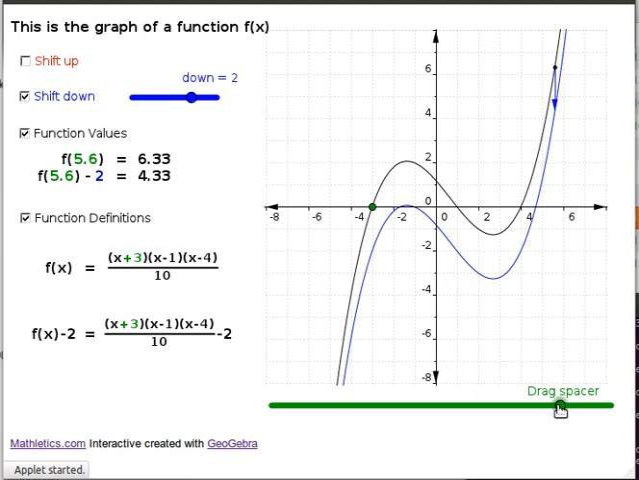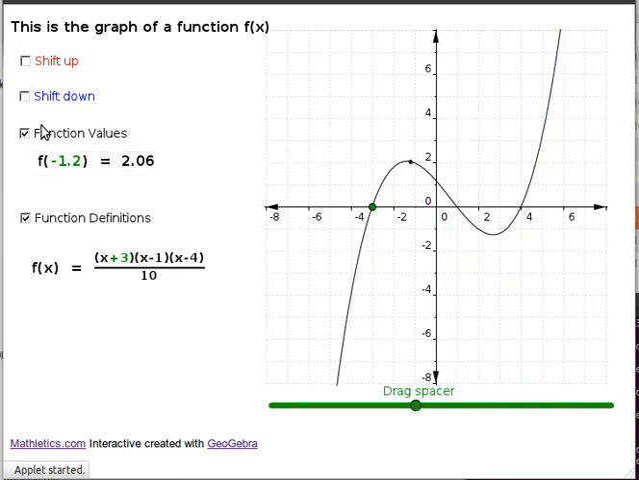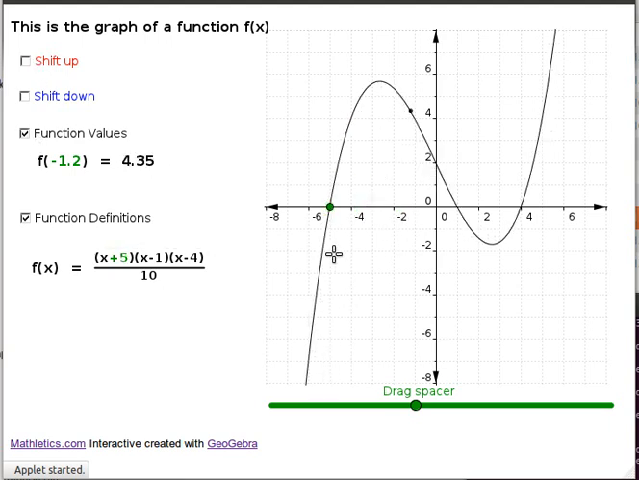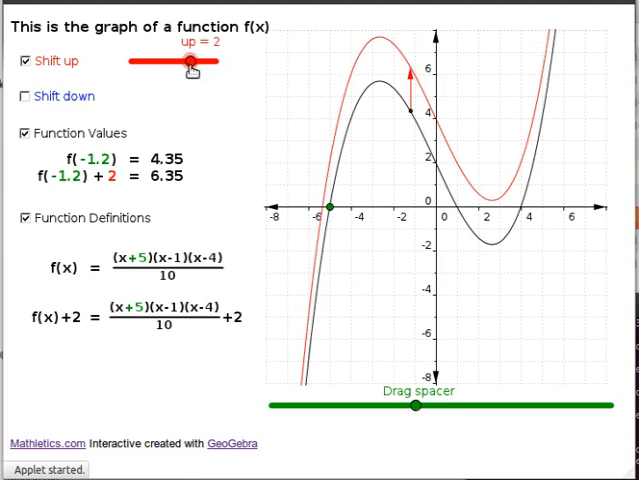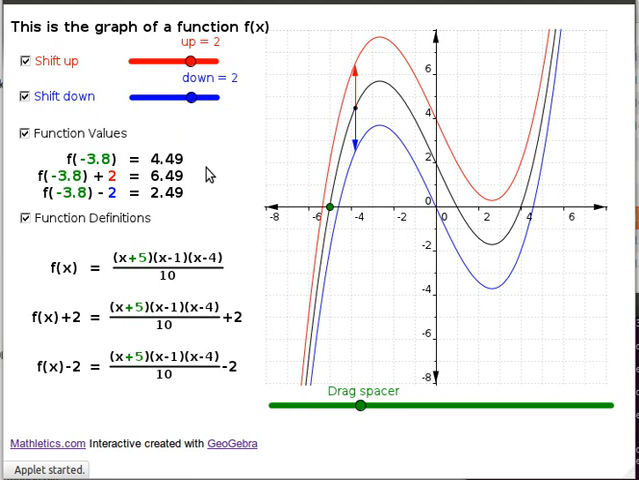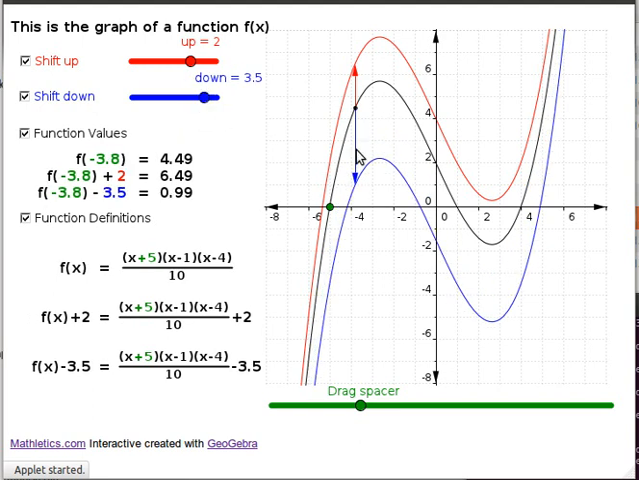And this particular applet allows you to change the definition of f of x. So this f of x now is a different f of x than it was before. But if you shift it up 2 units, then it's still the same purpose. You take the original f of x that you've found the shape of, and then you just add 2 units to it, and you get the same shape shifted up 2 units, or shifted down 3.5 units.